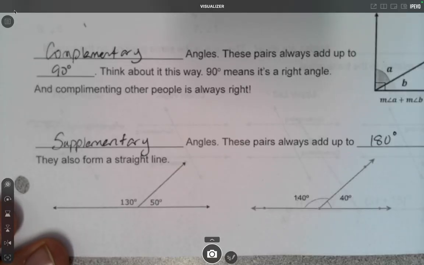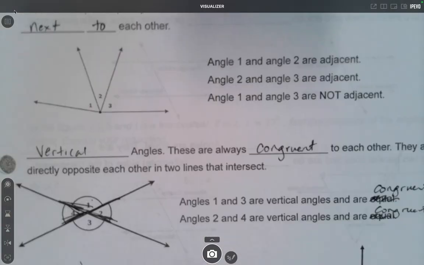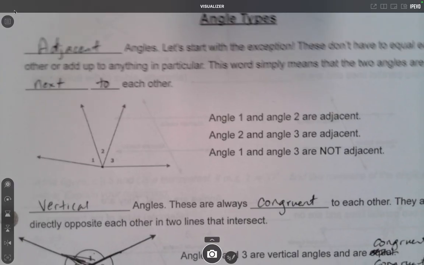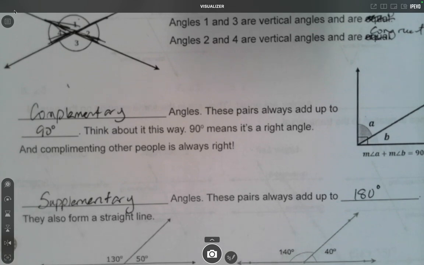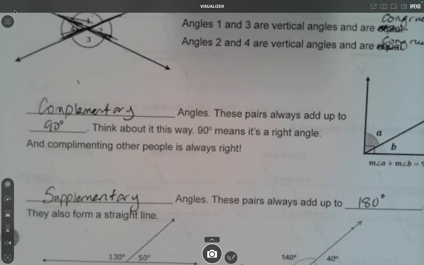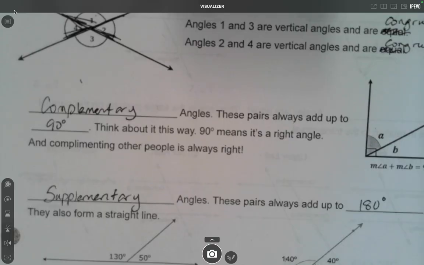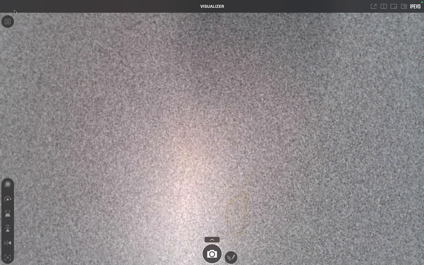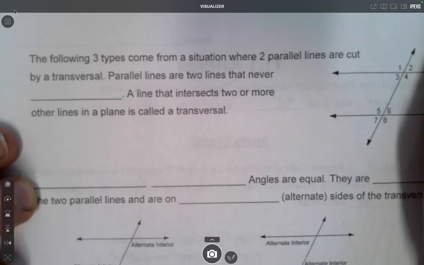Now there's some more pages coming. I'd recommend you pause here and just refresh and make sure you understand these four types: adjacent, vertical, complementary, and supplementary. From my experience in teaching this in the past, each individual one really is not that hard at all. But trying to remember which is which and putting them all together, that's where it really takes some time to organize your thoughts and make sure you understand the vocabulary terms well. So hopefully you pause, let yourself process.